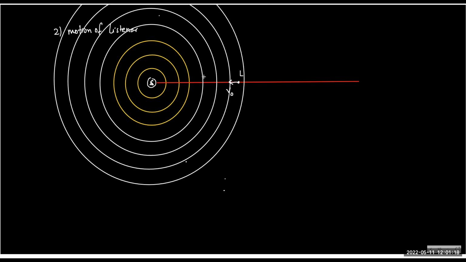So what is happening as a result of motion of a listener? So assuming that these are the frequency emitted by the source. Let's say the frequency of source is f. So how many wave crests will it receive per second if it is not moving? So when the listener is not moving, then it will receive the same number of waves as is being emitted by the source per second, right? Understood.